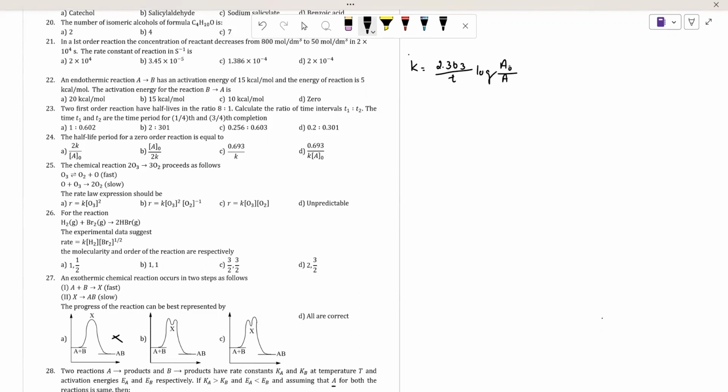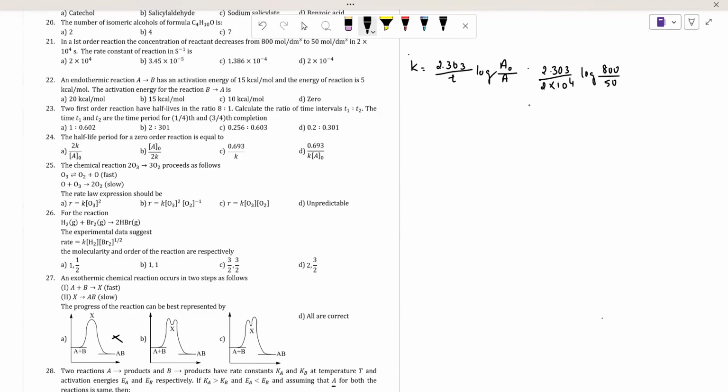Here A naught is the initial concentration of the reactant when time t is equal to 0, and A is the concentration of the reactant when time t is equal to t. Now substituting all the values in this equation, what do we get? So we get 2.303 divided by 2 into 10 power 4 seconds, log of 800 divided by 50.